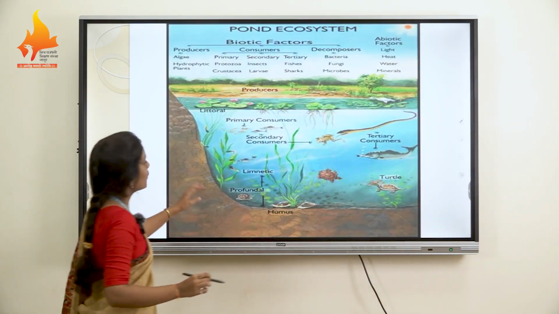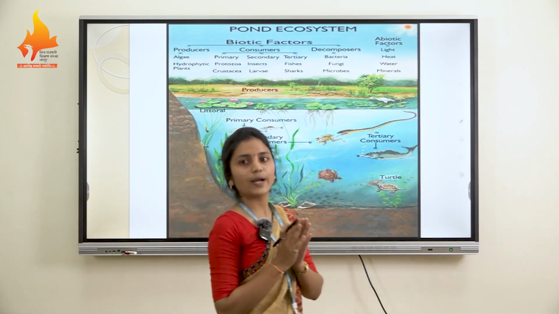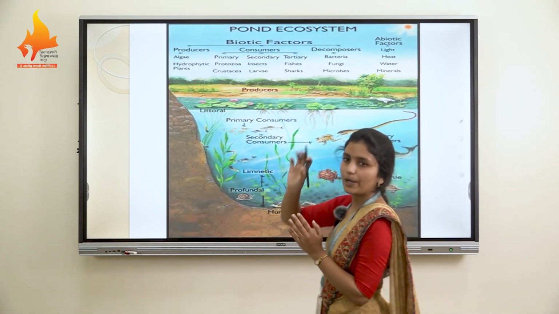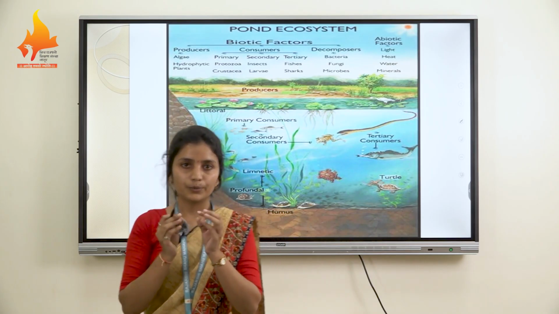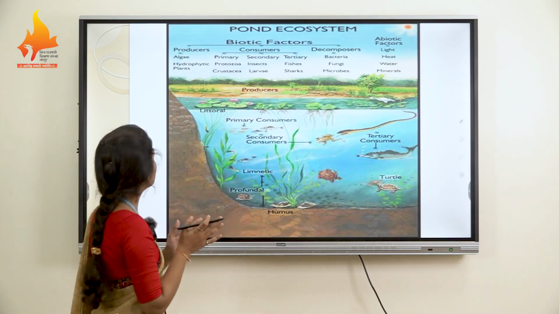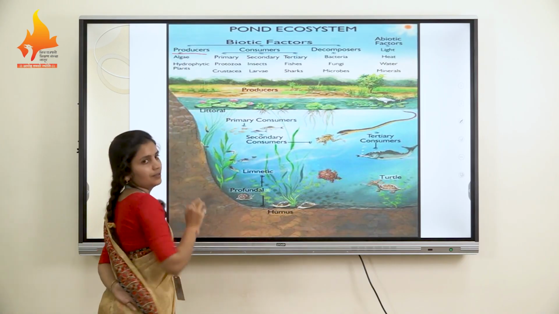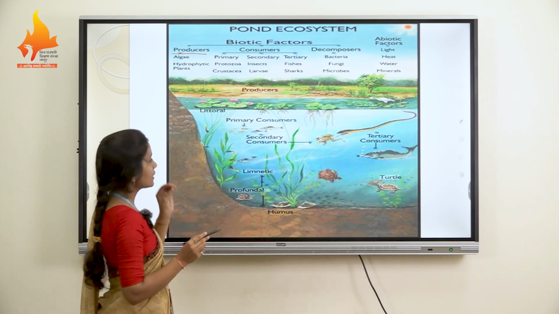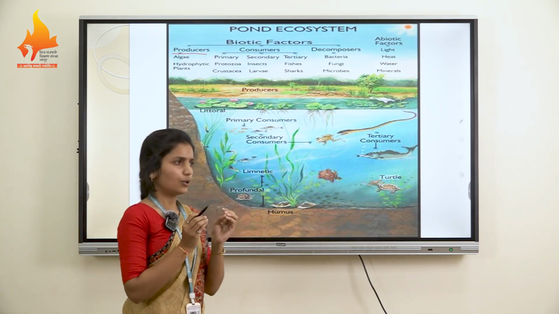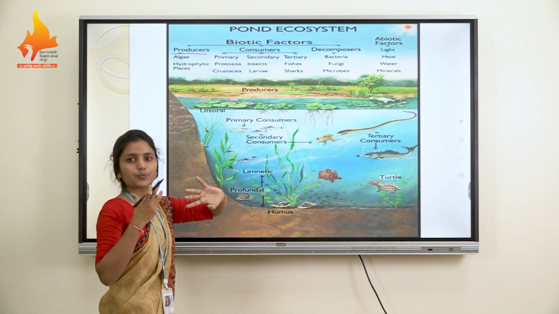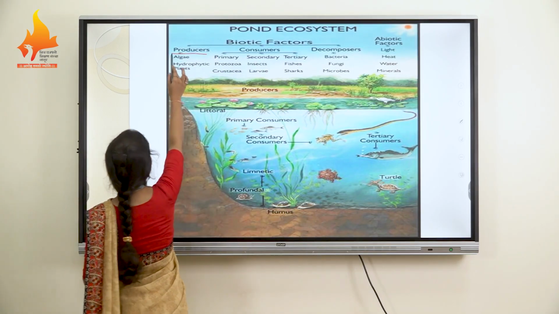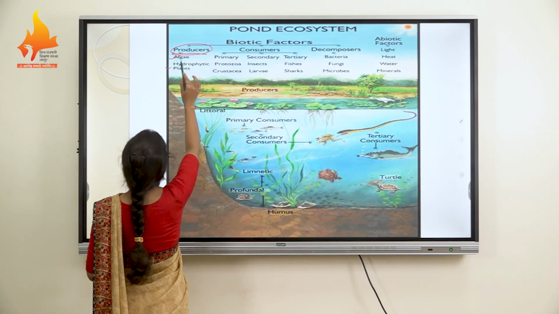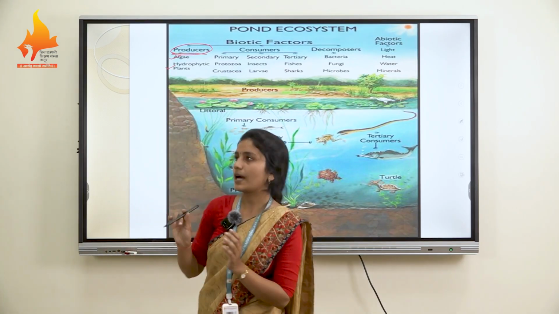Next, the pond ecosystem. The pond ecosystem also includes two components, that is biotic component and abiotic component. The biotic components of the pond ecosystem are producers, consumers and decomposers. Producers do not depend upon other organisms. They prepare their own food by using sunlight, water and the carbon dioxide present in the atmosphere. These organisms are called producers of the pond ecosystem, for example, algae or phytoplanktons.